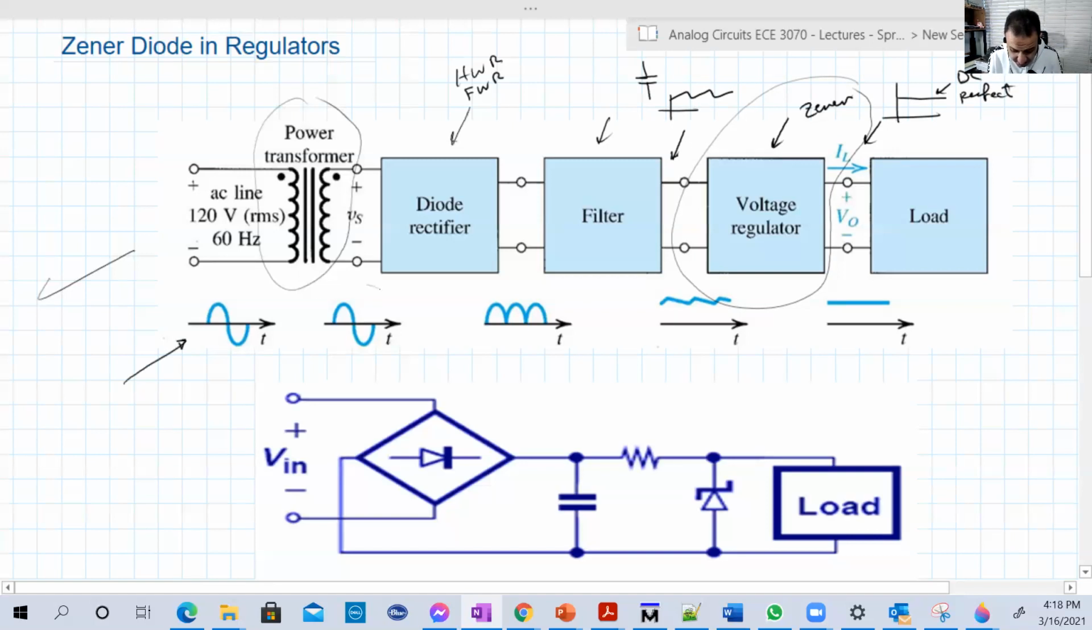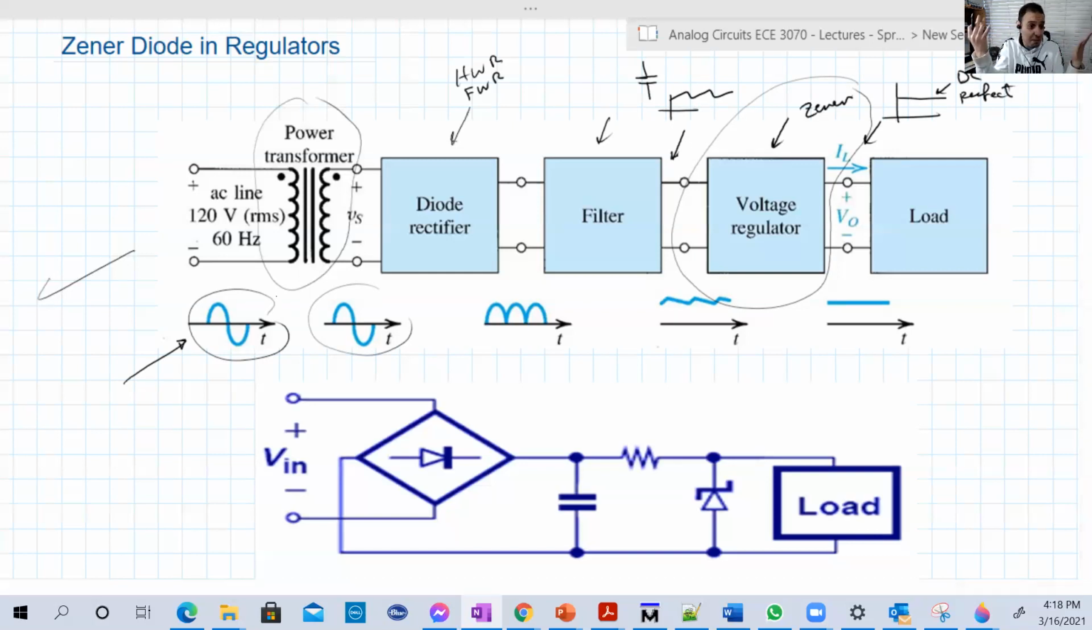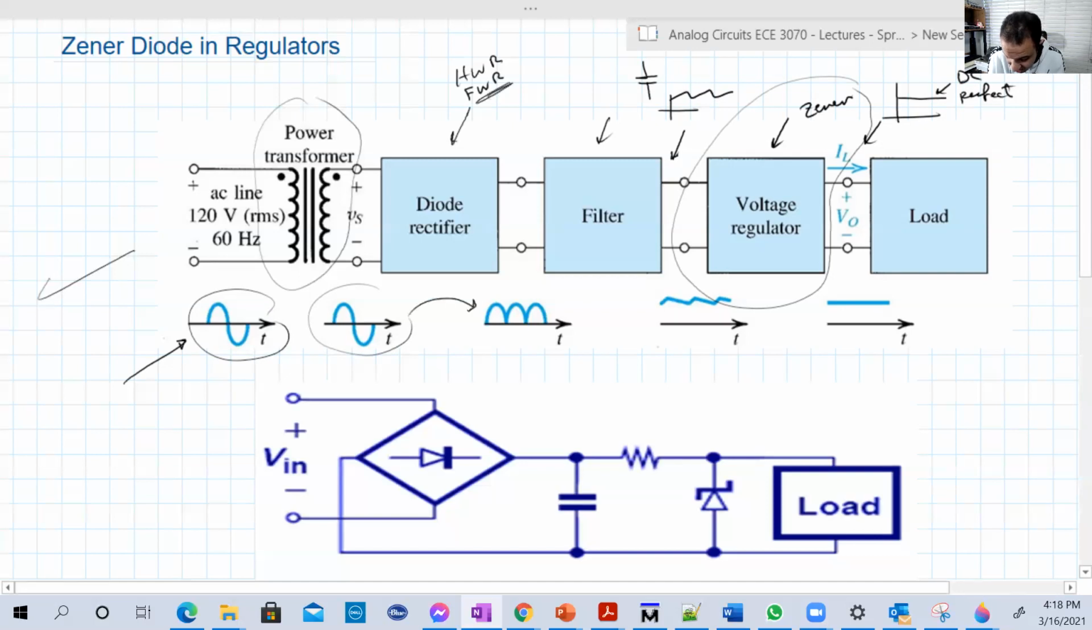The input is AC, either before or after the transformer. The transformer just steps up or steps down the voltage. It doesn't change the shape, so the AC will stay AC. The sine wave will stay sine wave. Then the full wave rectifier, for example, will change that input AC into rectified voltage in one direction. I mean, the direction is always positive, for example, like this. Then the capacitor will create these ripples, which is basically enhancement.